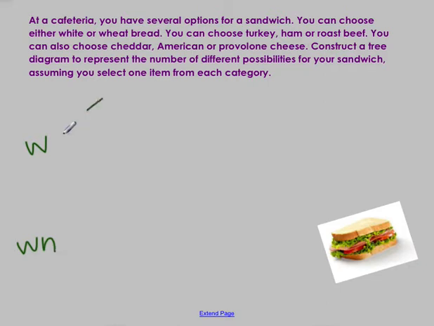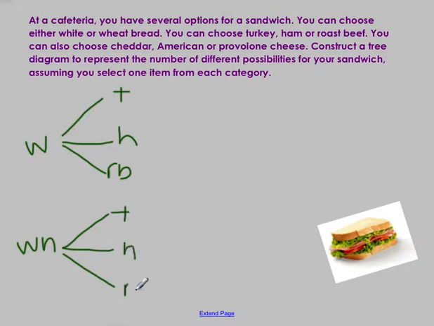So from there, I'm going to have three choices. I'm going to have turkey, ham, or roast beef. Turkey, ham, or roast beef.